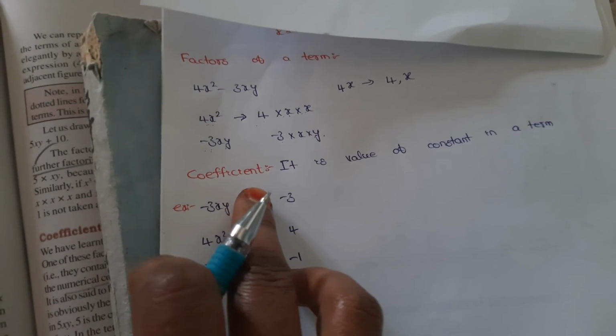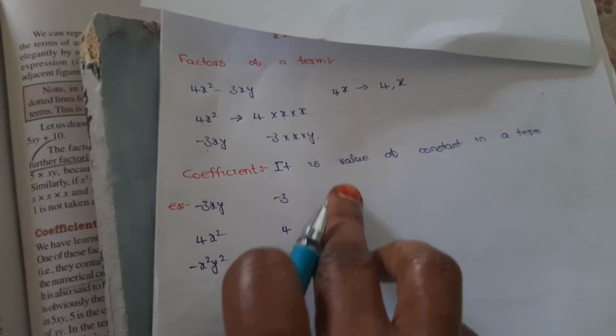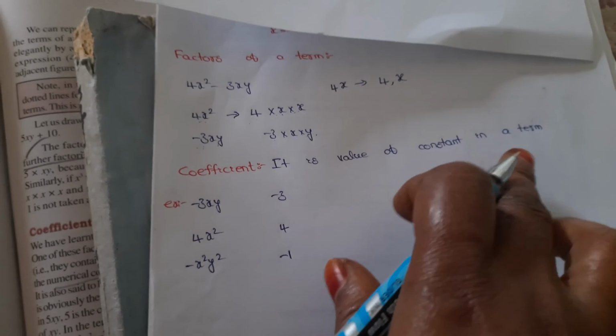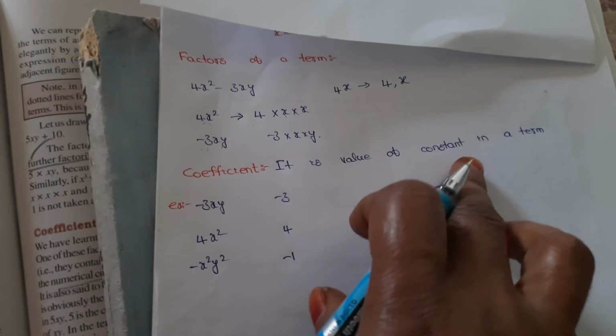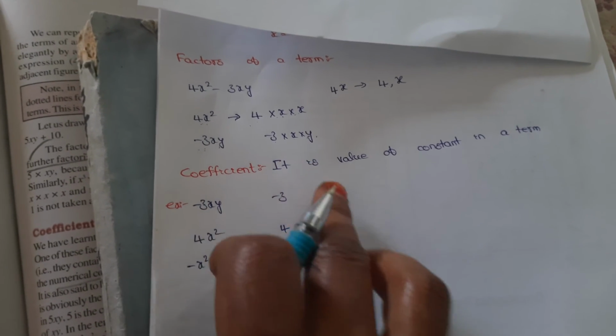Next, the coefficient of a term. The coefficient of a term is the value of the constant in the term. The constant value in the term is called the coefficient. It is nothing but the constant.